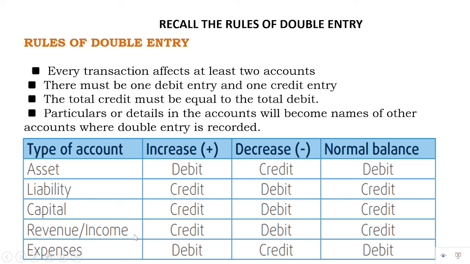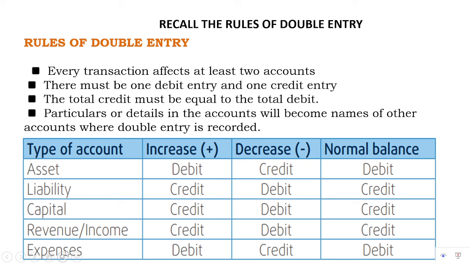For revenue or income accounts, such as interest received, commission received, or any type of income or revenue, you have to credit. For revenue like sales, made through trading activities, you have to credit. Reducing sales, you have to debit. Then the balance will be credit, which means revenue and income accounts will always have the credit side greater than the debit side.